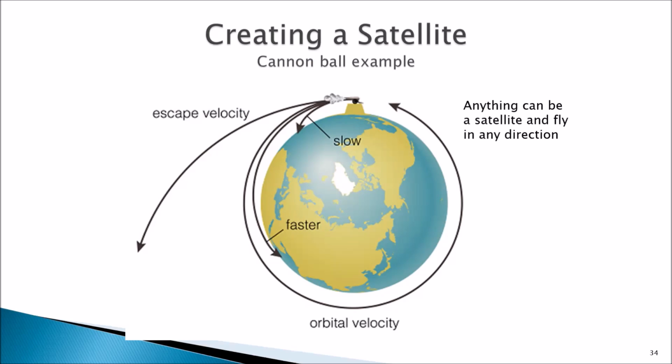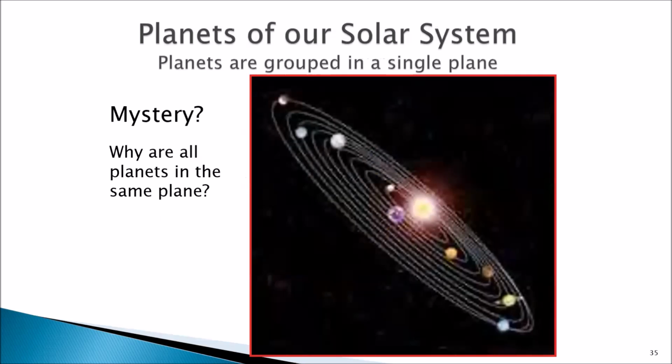Knowing that there is no orientation, the cannonball can be pointed in any direction so long as it's parallel to the surface of the Earth. It doesn't have to be over the poles or the equator. It could be anywhere. But look at what happened when they realized that the planets are all in one plane. Nobody at first knew or could understand why they were all grouped together in the single plane. From a physics standpoint, there was no need for that.